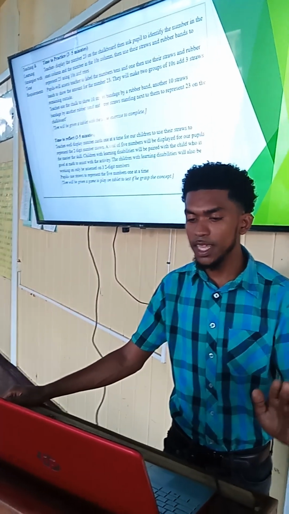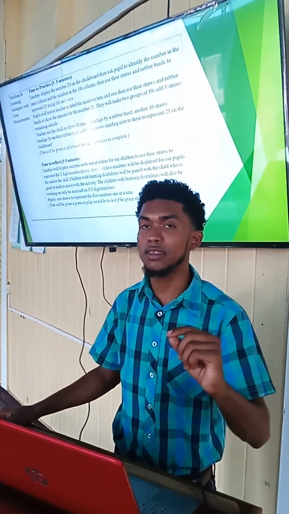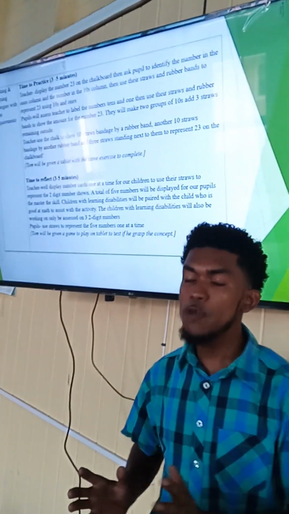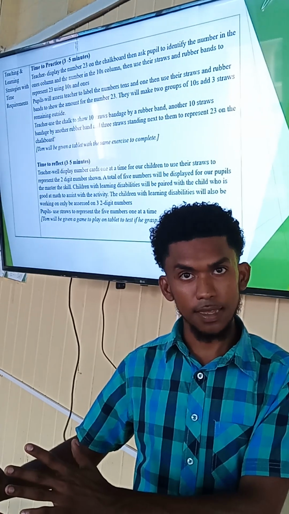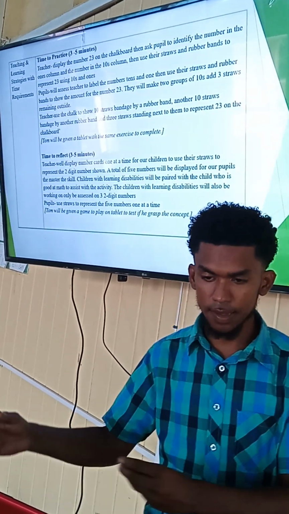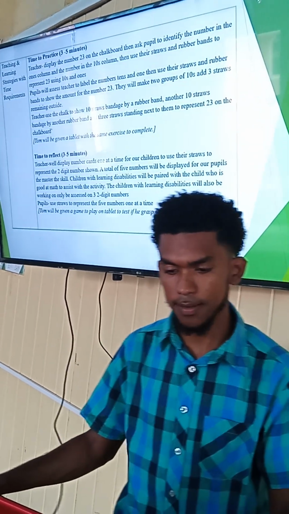Now, Tom would have been given a tablet with the same exercise to complete. Because Tom is a different learner, he would have been given a different material to use during this time of practice.